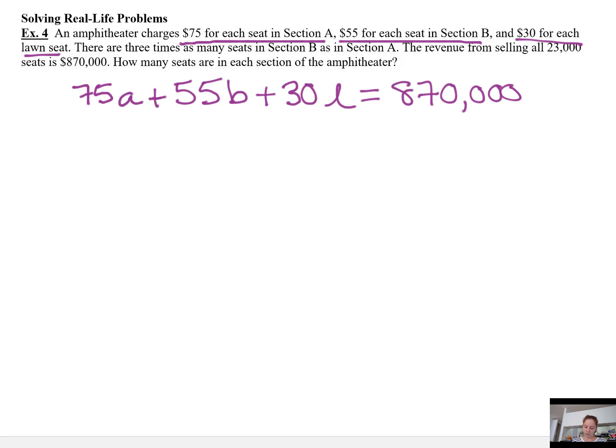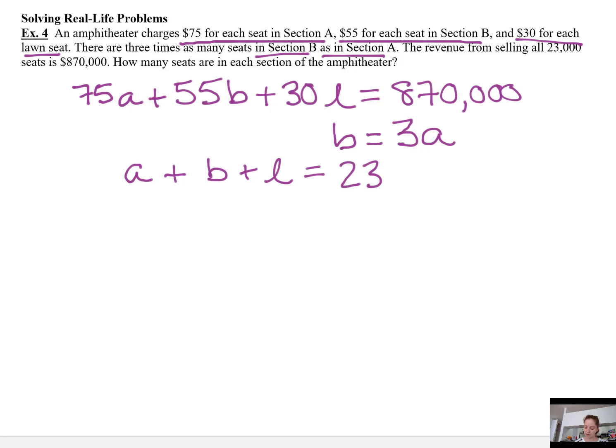Next sentence: there are 3 times as many seats in Section B as in A. So Section B has more seats, and it has 3 times the amount that are in Section A. So A plus A plus A equals B. The revenue from selling all 23,000 seats. So in total, A plus B plus L equals 23,000 seats. We know that the price, we've already included that in one of the equations.